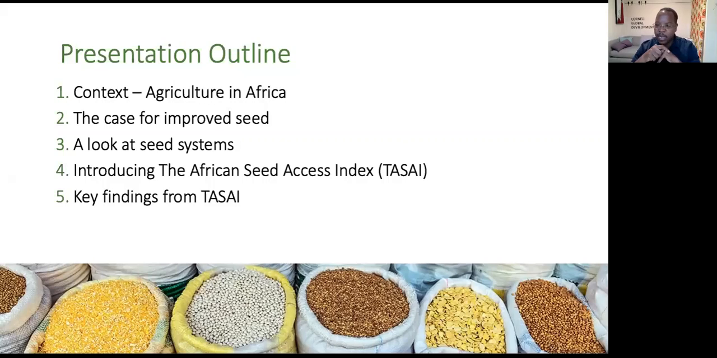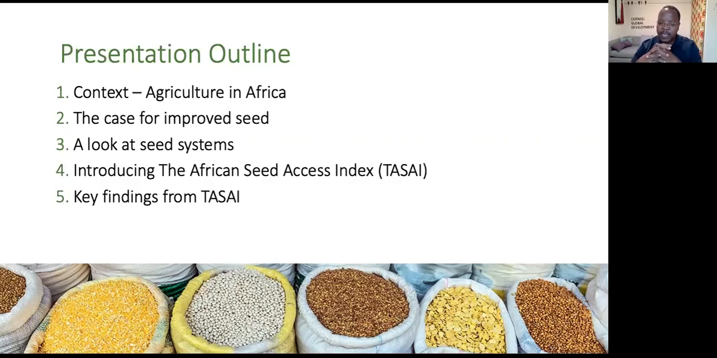Then I'll look at seed systems in Africa. Then I'll introduce this African Seed Access Index, an initiative that I've been working on for a while. Then I'll end with sharing some key findings of what we're finding out from that work. Let me just put a key definition into perspective. When I say improved seed, what do I mean?